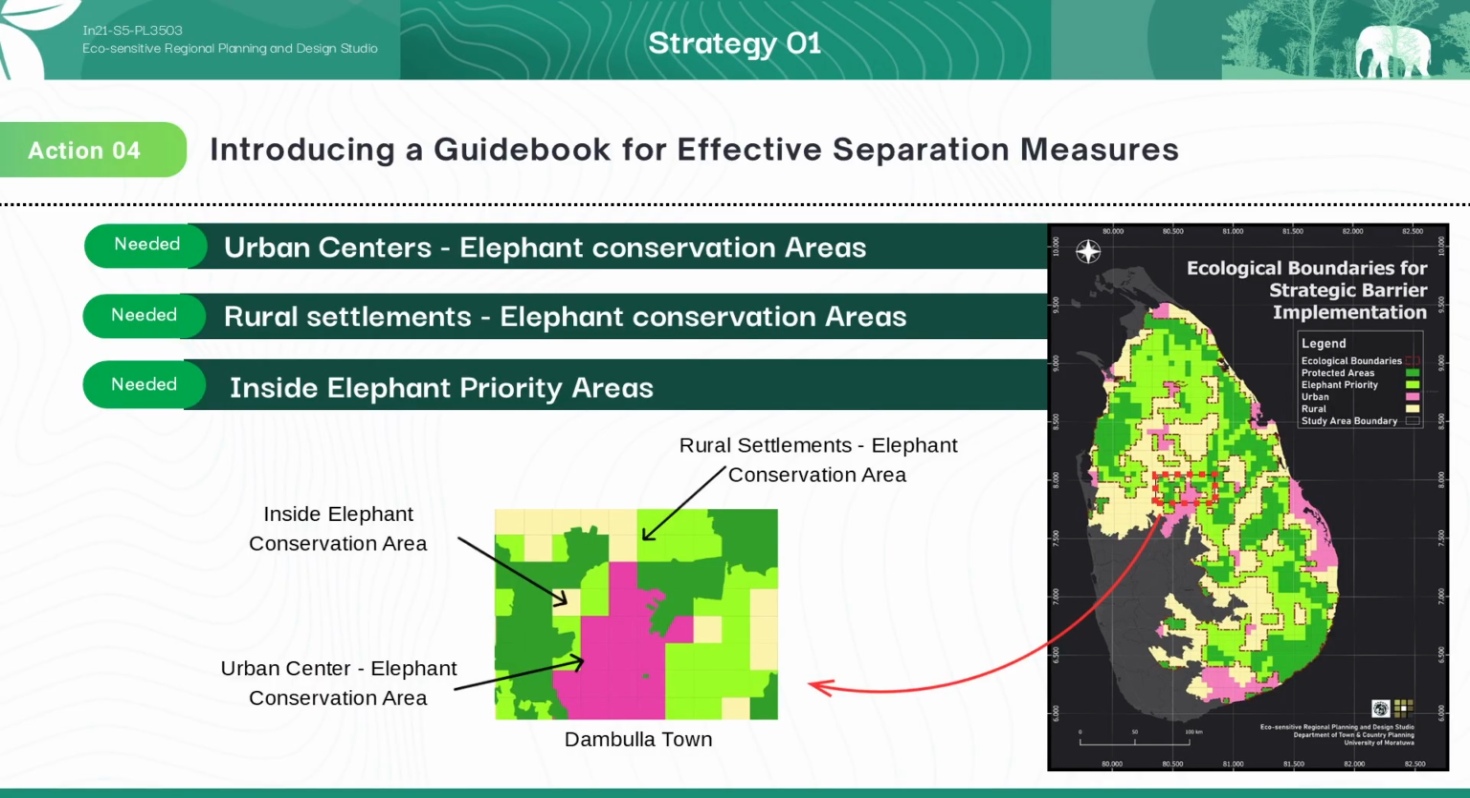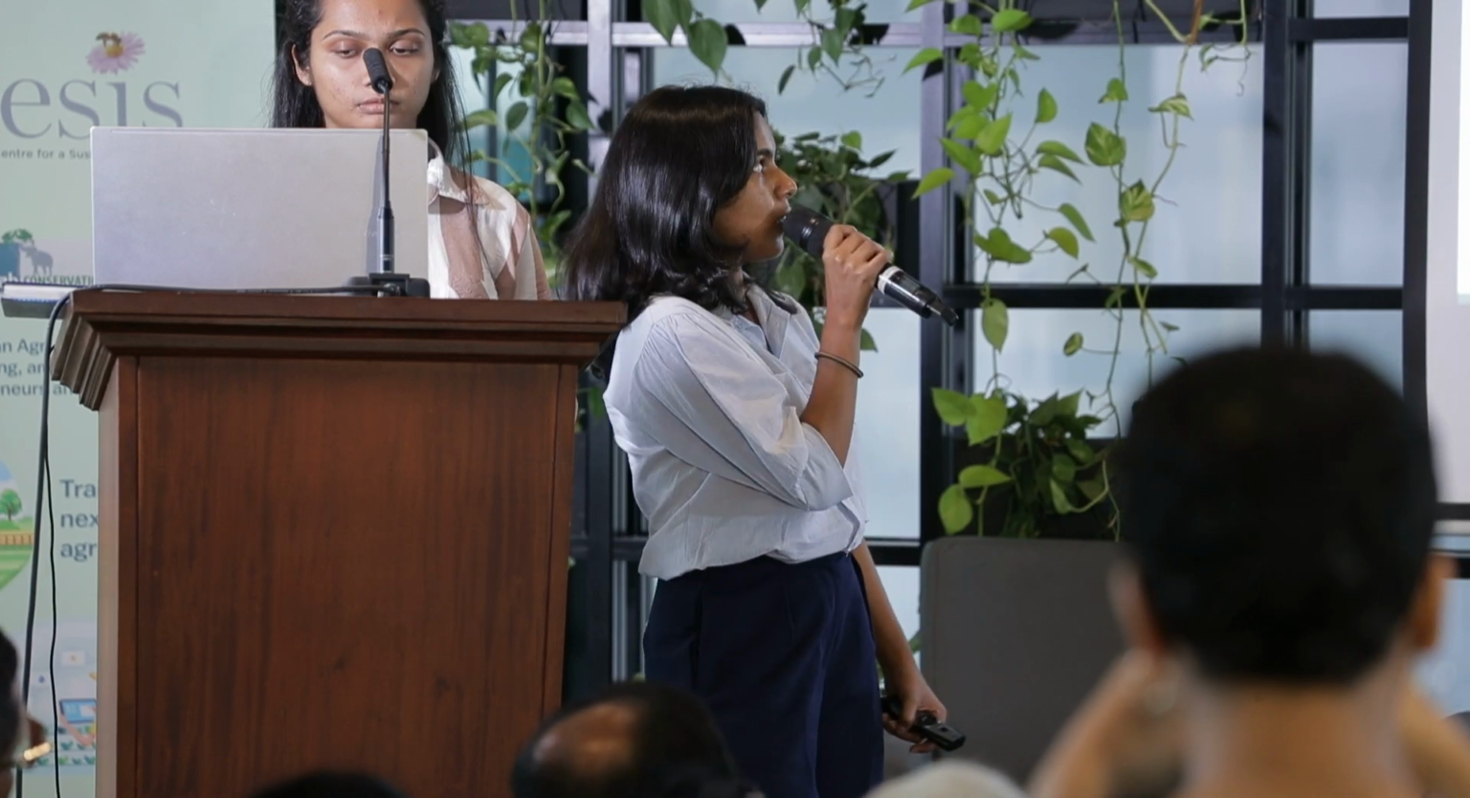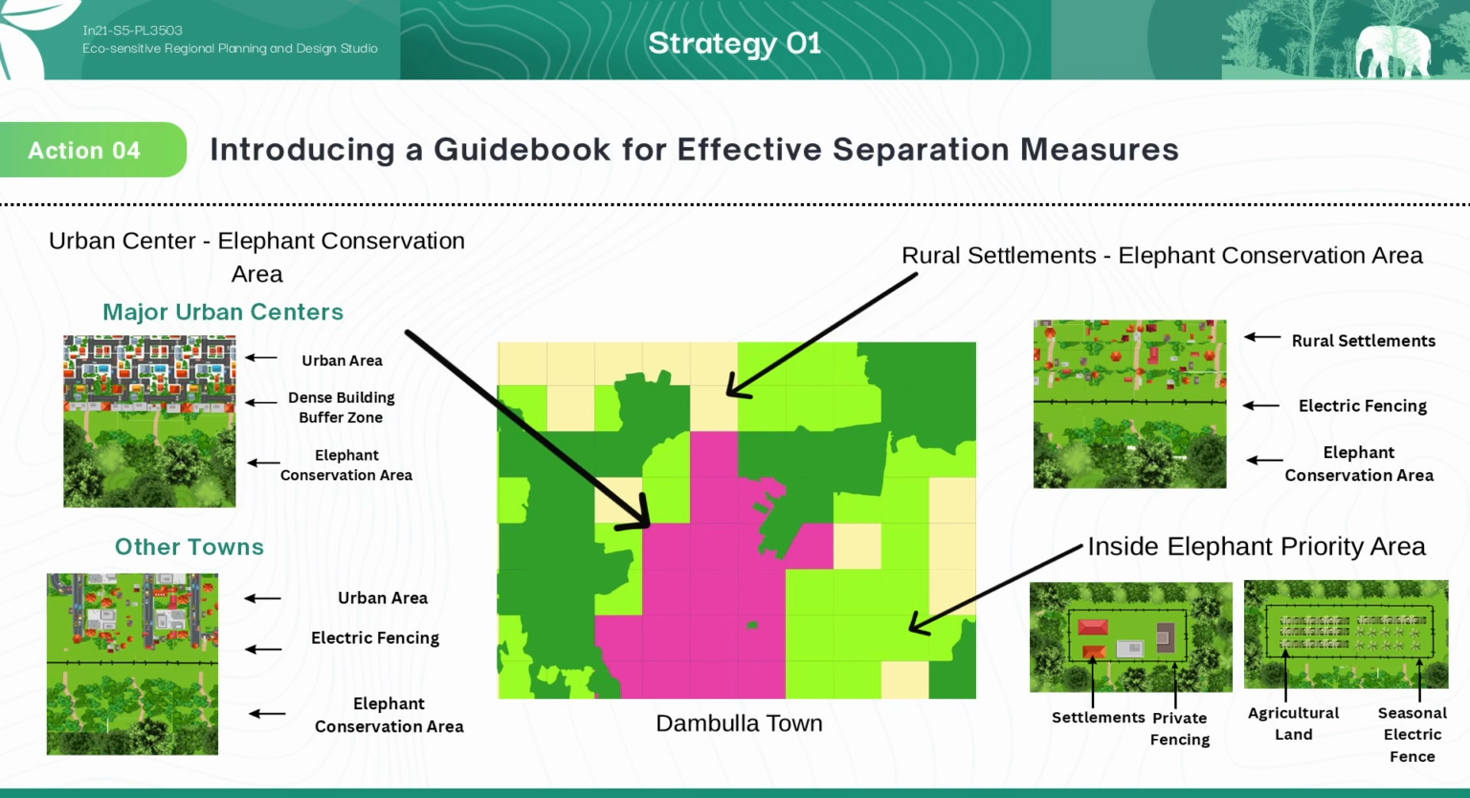After spatially separating human settlements and elephant habitats, we need a physical separation. For that, we are introducing a guidebook for effective separation measures, which include guidelines, standards, approval processes, and implementation and monitoring processes, and so on. And here we have identified that there are mainly 3 types of locations where different types of separation measures are needed. They are locations where urban centers border elephant conservation areas, rural settlements border elephant conservation areas, and inside elephant priority areas.